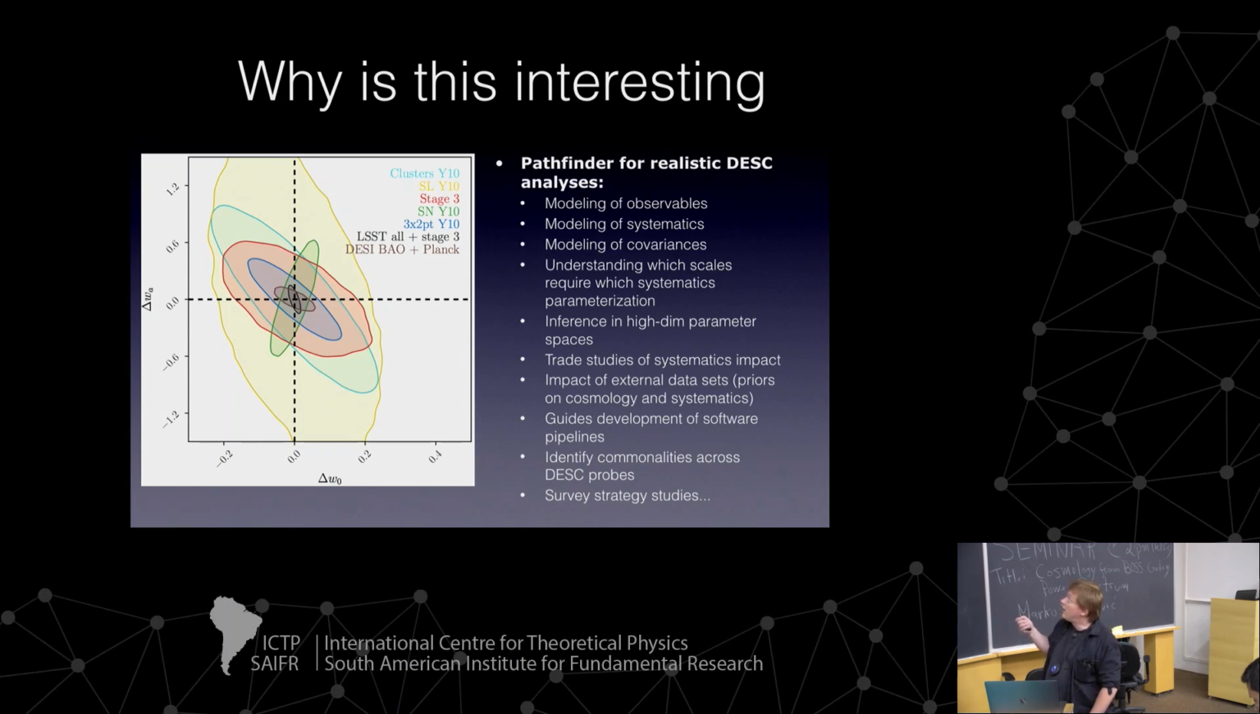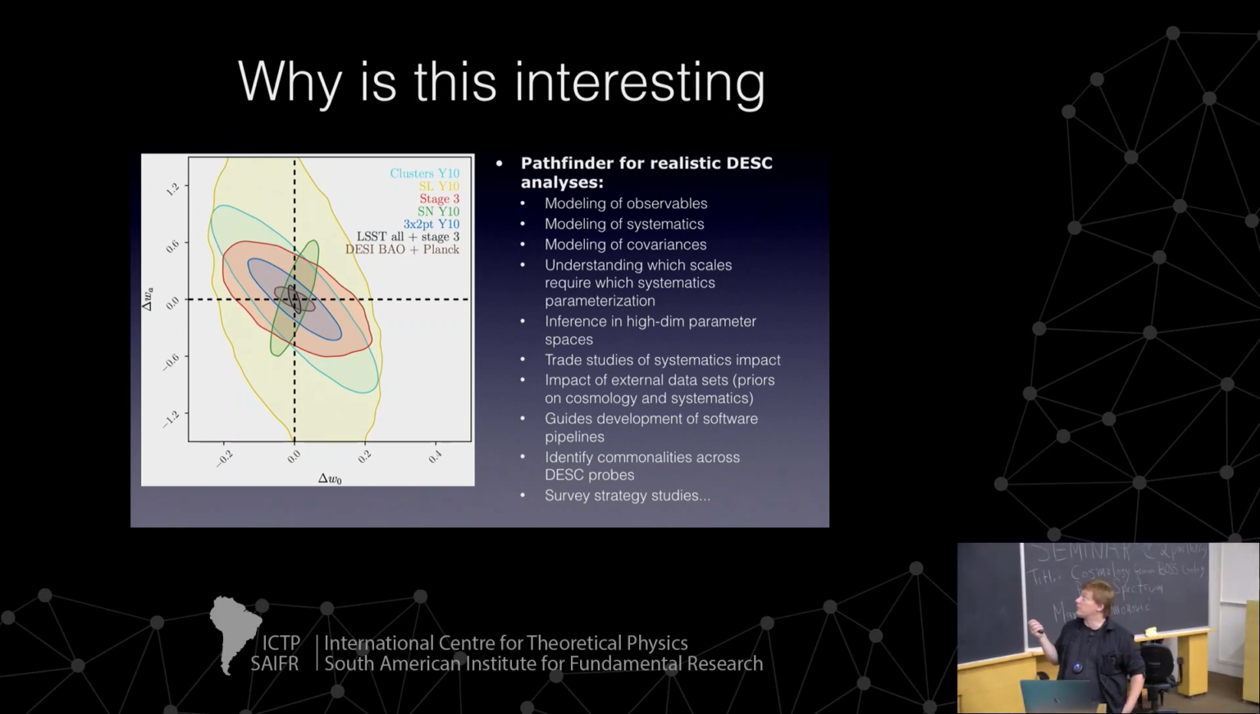Okay, so once you have all that machinery, what can you do with it? You can do trade studies of systematics impact. You can say, okay, my photo-z priors, let me degrade them a little bit more, but then I assume that I can do better on shear calibration. And you can see how that changes. And you see correlations between these different systematics.